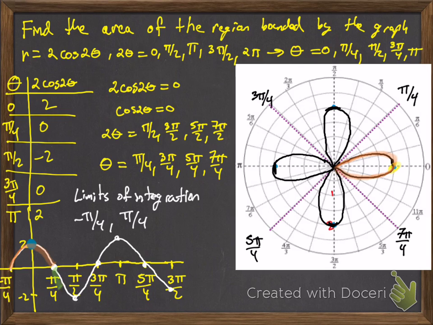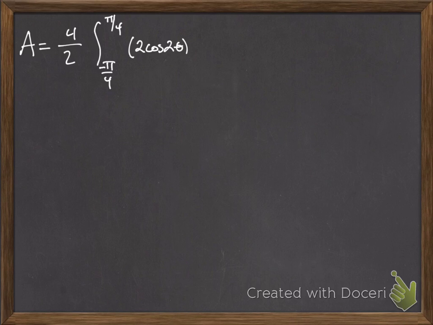So now we're ready to go ahead and integrate this thing. We'll have to use that power reducing formula that I used in the previous video. That power reducing formula was cosine squared of theta is equal to 1 plus cosine of 2 theta over 2. So we're going to use that on the next slide here. There's 4 petals, so it's going to be 4, and then it's a 1/2 out in front, so 4 over 2, integral from negative pi over 4 to pi over 4 of (2 cosine 2 theta) squared d theta.